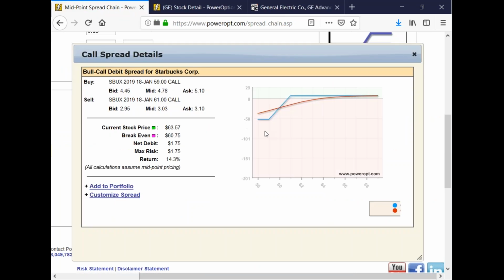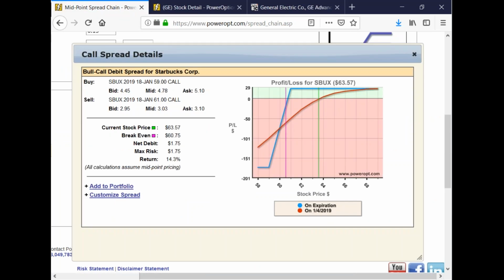Okay, so here's my bull call debit spread. Midpoint of 478 for the long, 303 for the short, total debit of 175, knowing I'd get $2 back or 25-cent profit off of my investment of 175. So there's the bull call debit spread.